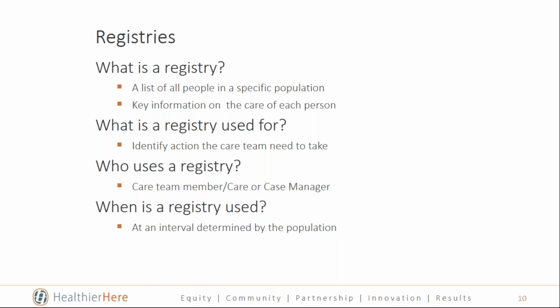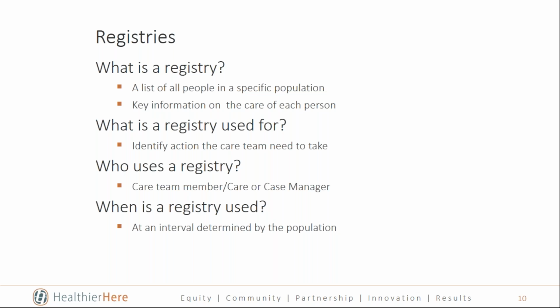A registry basically is a list of every person in a specific population. And we're going to talk about how you define a specific population in a moment. But it's an actual list of people. It's not just, well, there are all these people with this disease and that's our population. We actually have to be able to see the list.